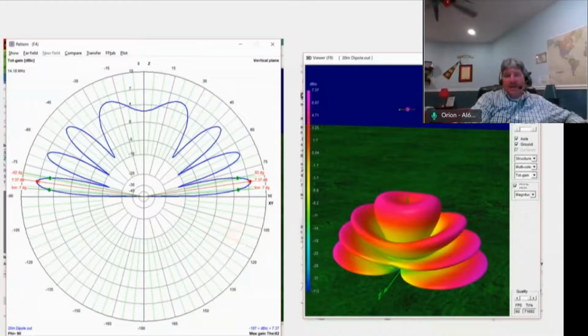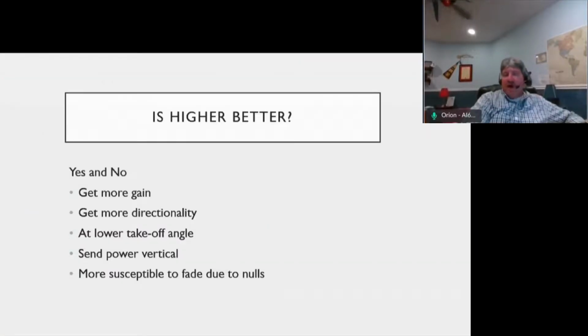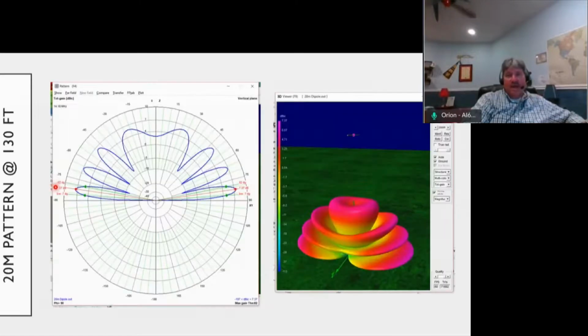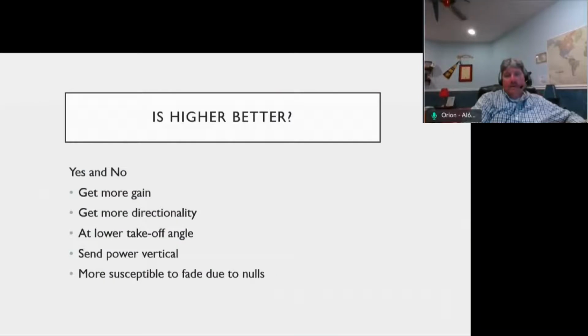So, question now is higher better? Well, yes and no. You do get more gain out of it. You definitely get a lot more directionality out of it. And I guess I didn't touch on directionality, but you can see that the lobes are pointing definitely in one direction, and we are definitely having a much narrower beam width of our signal. We're getting lower angles of takeoff, which generally is a good thing for DX, but we're sending a lot of power up into space, and we're now starting to see a lot more susceptibility to fade.